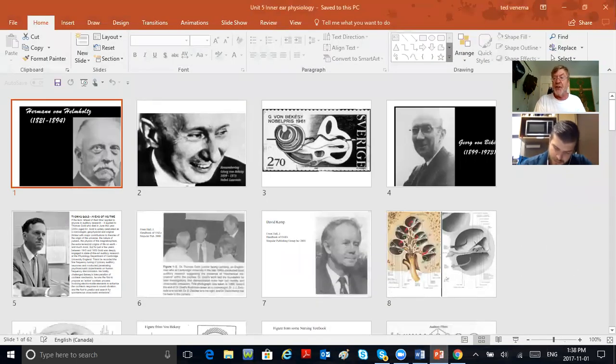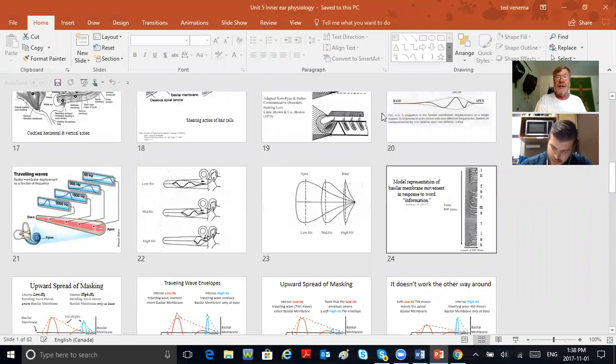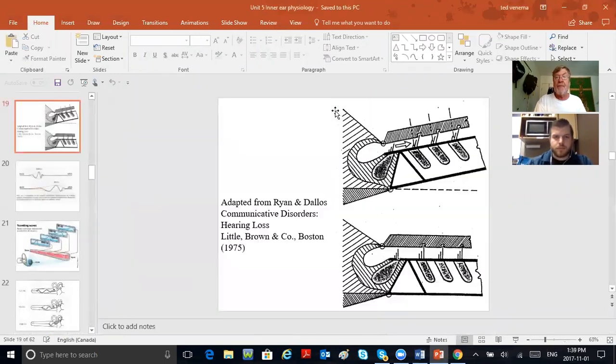Let us look at our notes here on our PowerPoint. And what we'll highlight here is this. Wherever the traveling wave has a peak, you've got a bending of the entire scala media. You can see here your tectorial membrane, your outer hair cells here, inner hair cells here. Here's the hairs. The stereocilia are embedded into the underside of the tectorial membrane. So when a traveling wave occurs along the basilar membrane, you've got a shearing action taking place. The hairs get bent because the whole floor lifts.